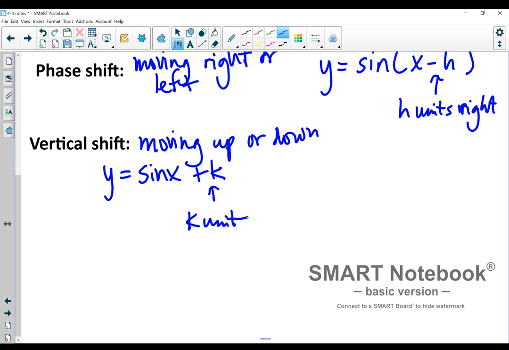So just like before, when we're doing something with x, it's always like the inverse. So if it says minus, it's really plus. When we're doing something with y, it's outside of those parentheses with the x, and it's the same sign. So this would be k units up.